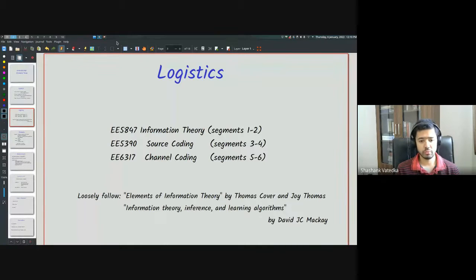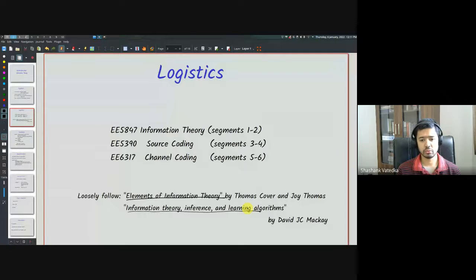There is no fixed textbook for this course. I'll provide lecture notes and other material, but broadly speaking, you can use the following 2 textbooks as references. One is Elements of Information Theory by Thomas Cover and Joy Thomas. This book over here, and the other textbook is Information Theory, Inference and Learning Algorithms. These are both great textbooks, but we'll take topics from both, and we won't follow them exactly.